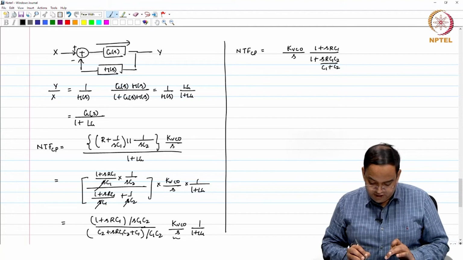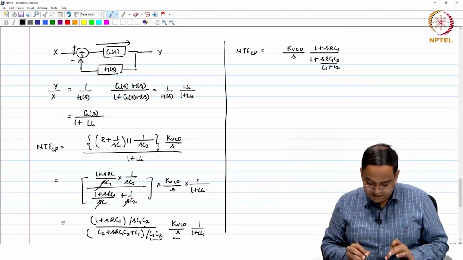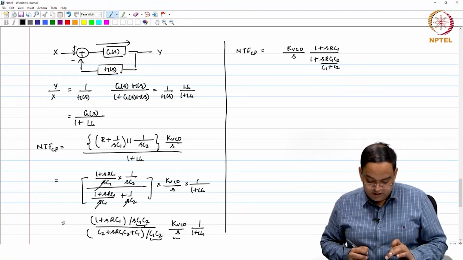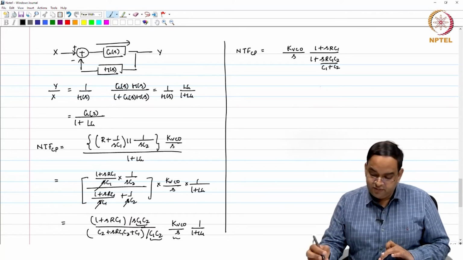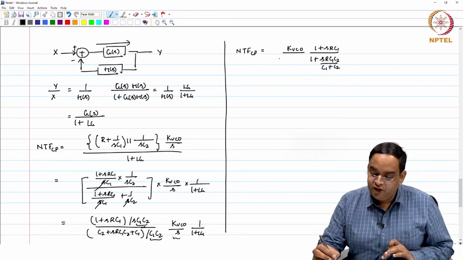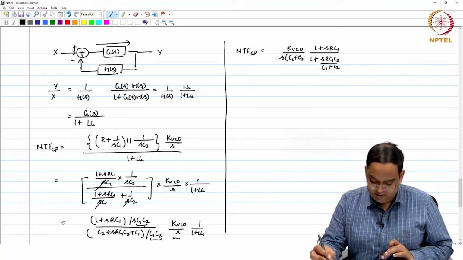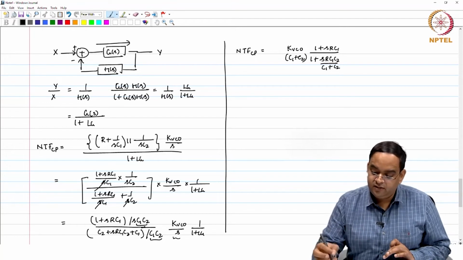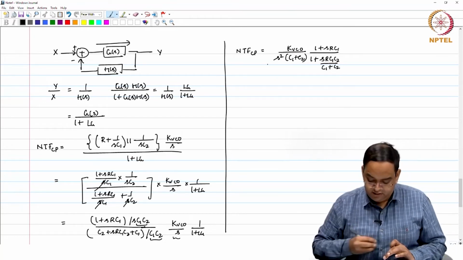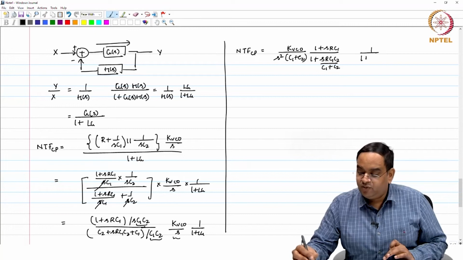Okay. You see here that C1 C2 will cancel from both the numerator and the denominator. C1 plus C2 I take outside. So what you are going to have is C1 plus C2 here, and this is S square, times 1 by 1 plus loop gain.